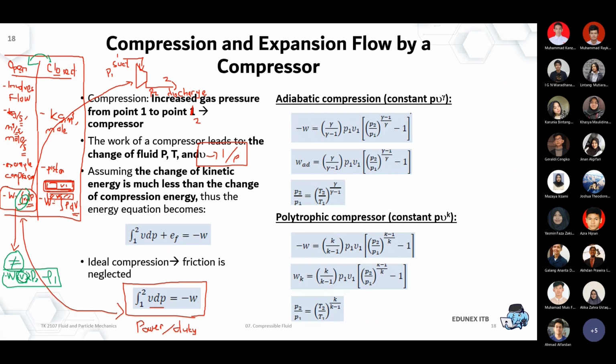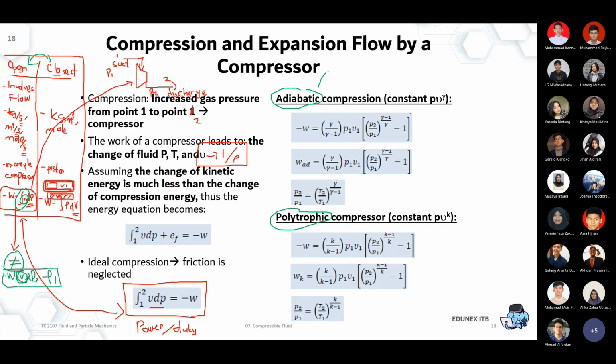Okay, so now the question is, how can I predict the change of volume when the pressure gradually increases? That's where the adiabatic or polytropic comes from. Again, this is very related to the thermodynamics course.